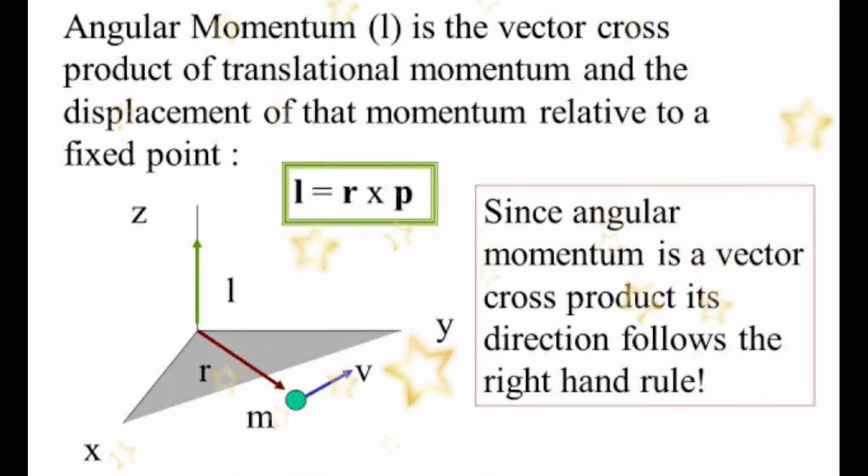Angular momentum is the vector cross product of translational momentum and the displacement of that momentum relative to a fixed point. Angular momentum is denoted by capital L and that is equal to r cross p, where p is the linear momentum here. Since angular momentum is a vector cross product, its direction follows the right hand rule.